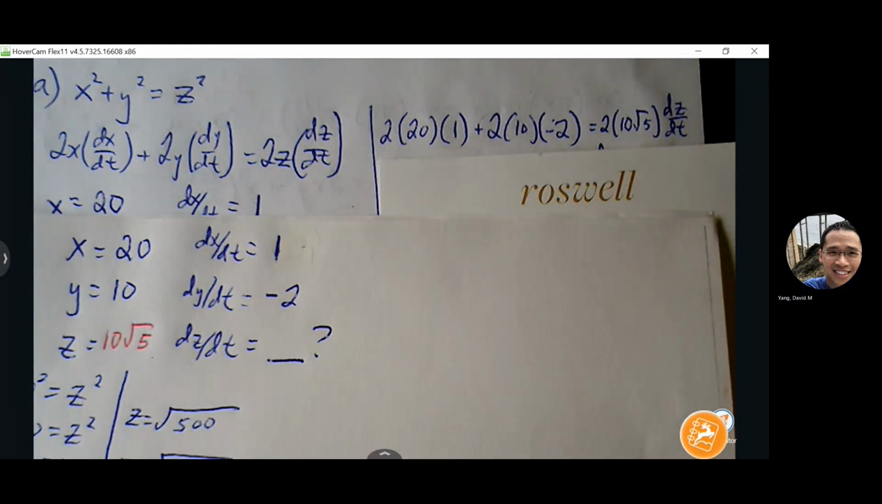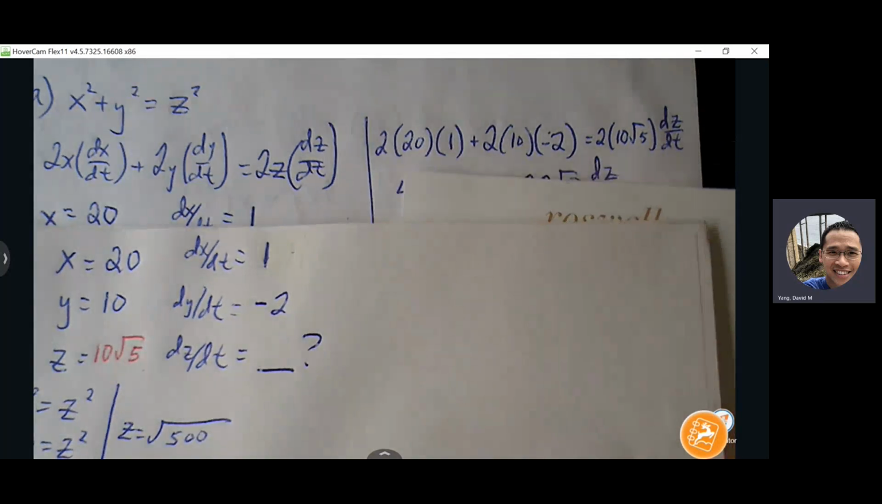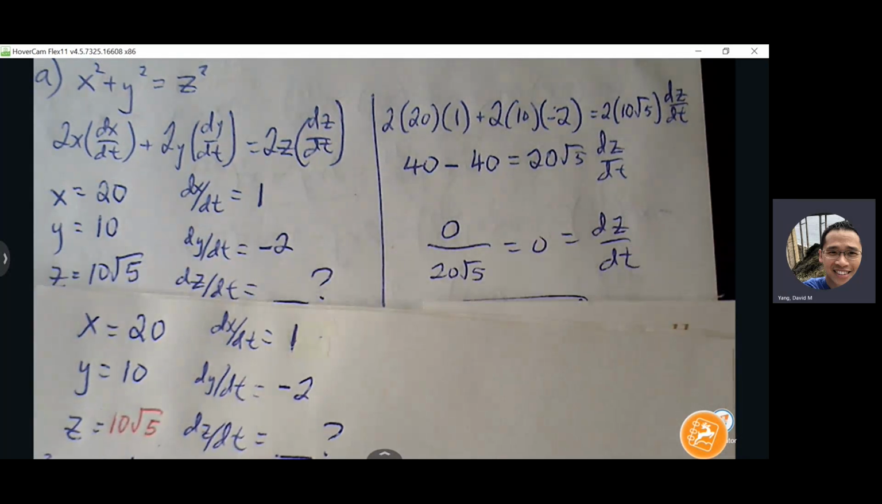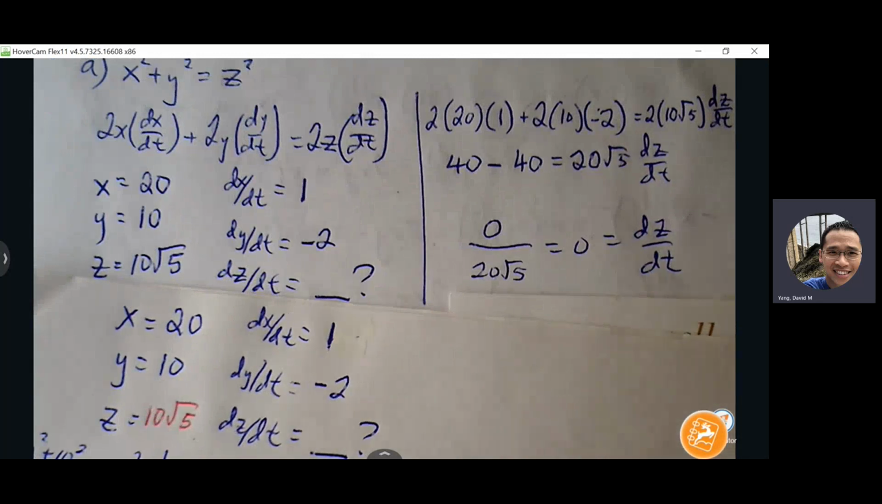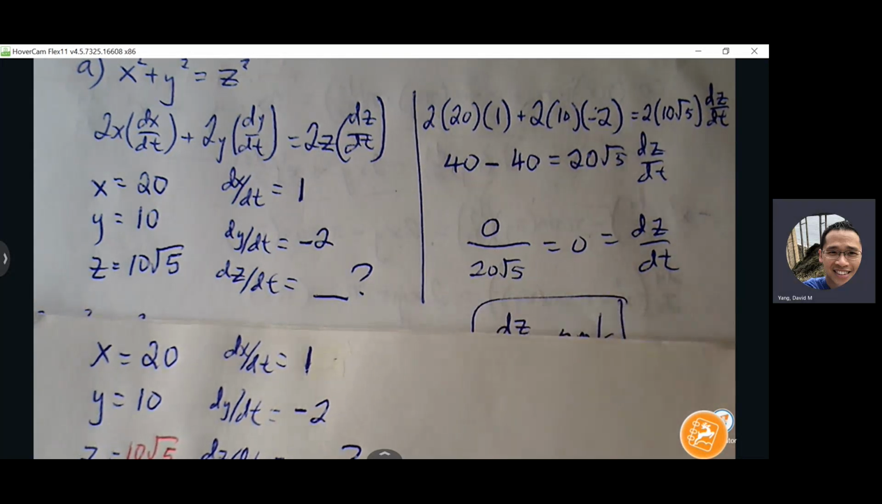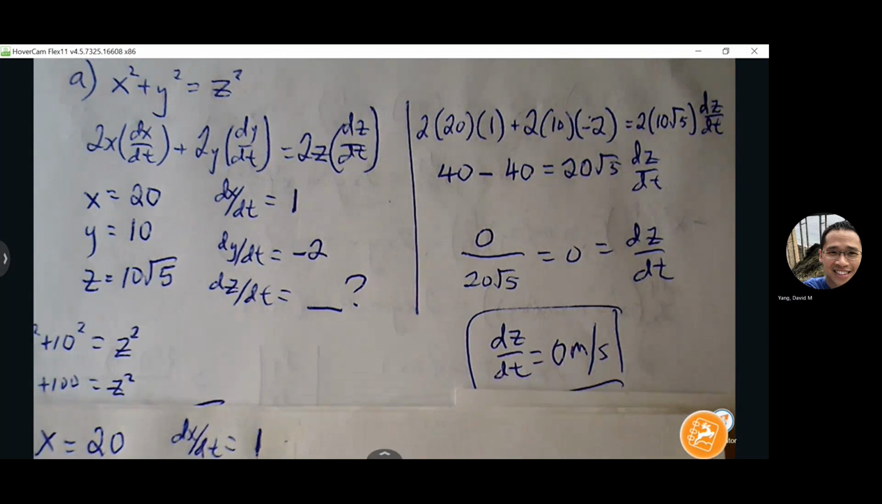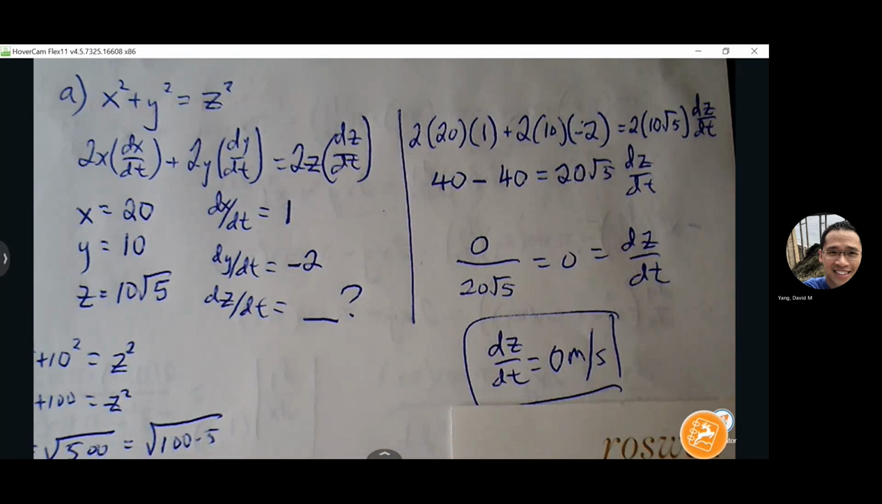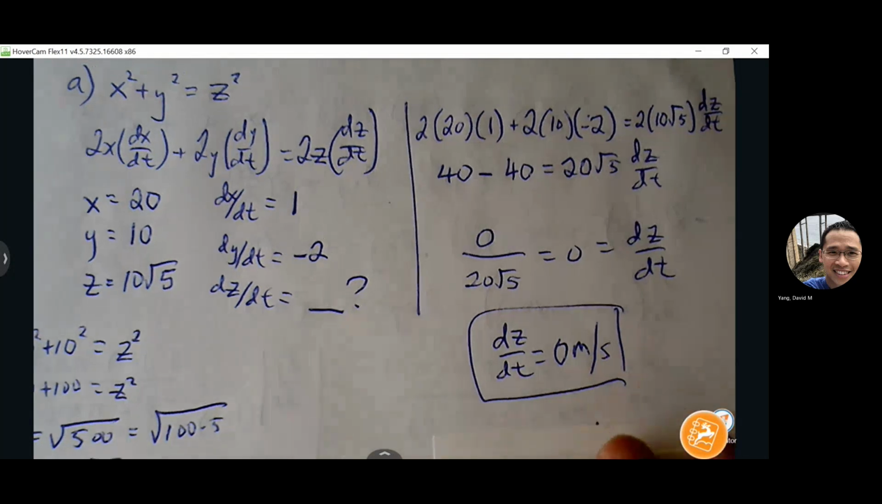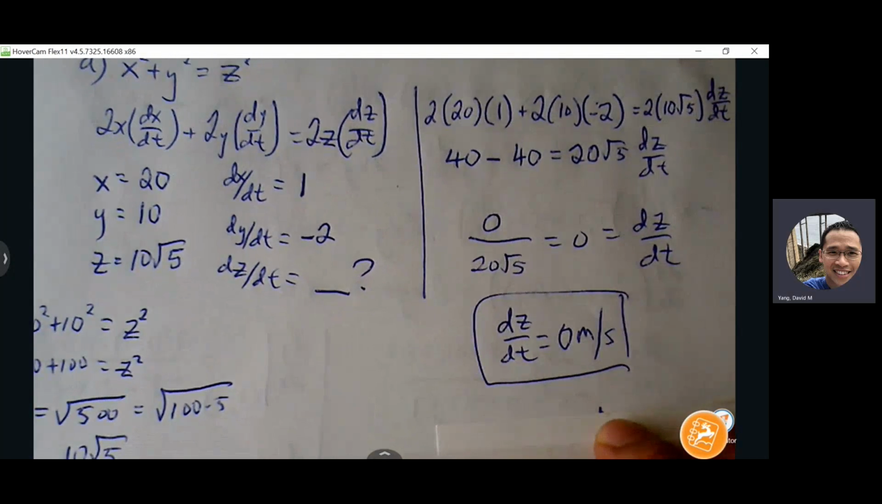Okay, so we get 40 minus 40, which is 0. Divide by 20 root 5, we get 0. So this is not a constant value. It's not like a ladder problem, but it just so happens that at this moment in time, it's a coincidence that dz/dt is 0. But if it's any other time, we know that rate is changing, right? But it just so happens at that moment in time, it's at 0. Okay, any questions with part A?